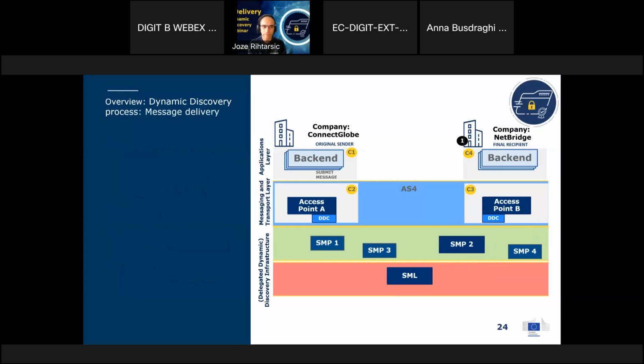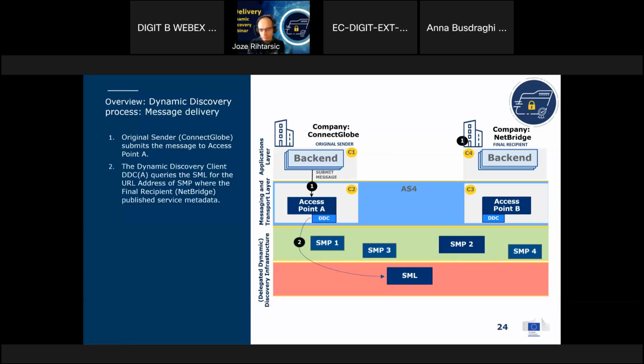Now we are at the step where we can start to submit the message. So in our case, ConnectGlobe creates the message. It sets the identifier of NetBridge as the final receiver of the message and submits the message to the access point. And since the access point doesn't have all the configuration for access point B, which is used by NetBridge, it first queries the SML: where is the SMP where I can find the missing data? The SML responds with the address of the correct SMP. In our case, this is SMP2. And then the dynamic discovery queries the SMP for the missing data.